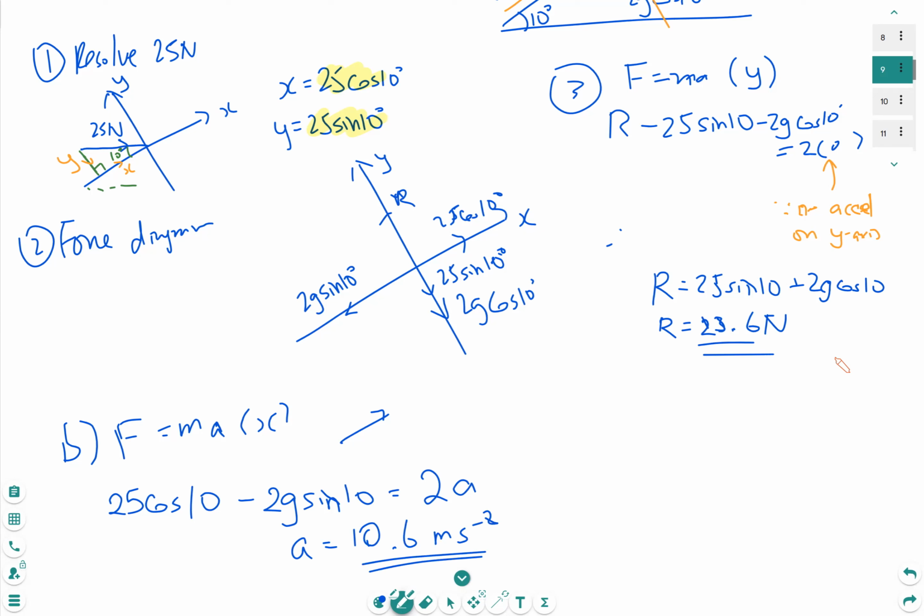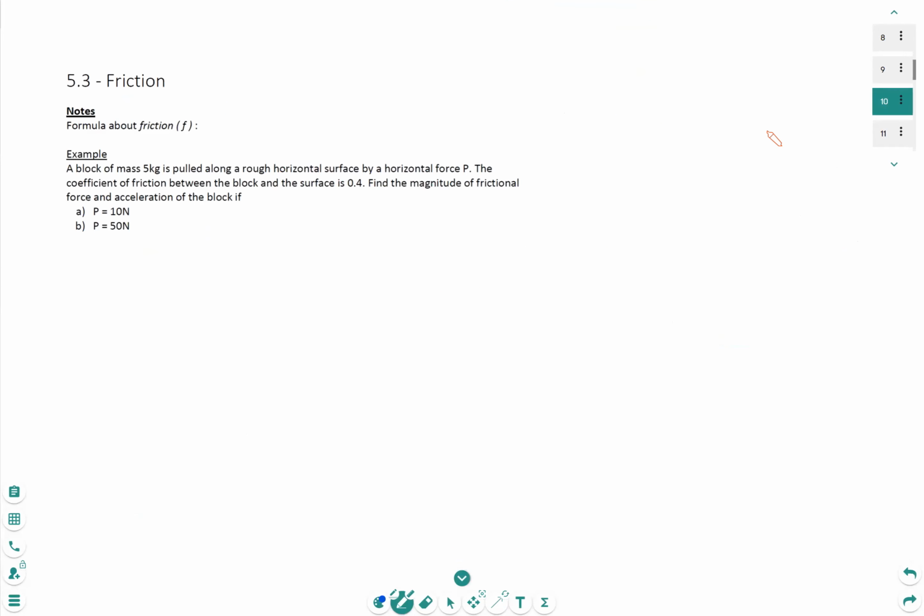Again, apologies for my writing because my laptop is running low on battery. So yeah, is that it? I think that's 5.2. Yes, so that's 5.2.